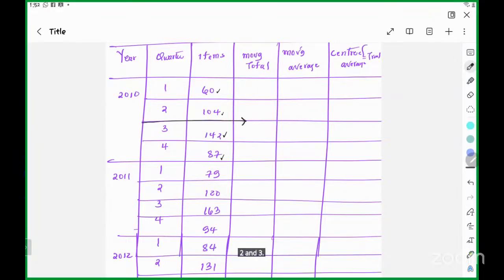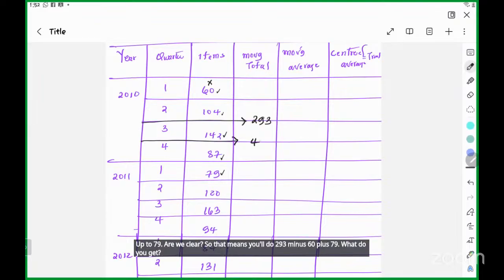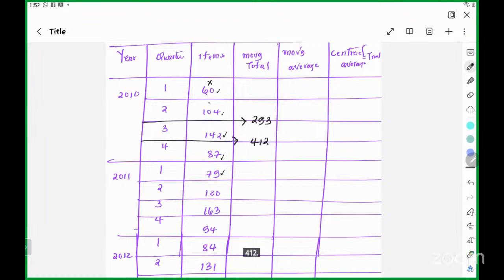What total do you get? 293. Are we at par? We are now dropping 60 and start from 104 up to 79. Are we clear? So that means you'll do 293 minus 60 plus 79. What do you get? 412. Perfect. We drop 104 and add back 120.